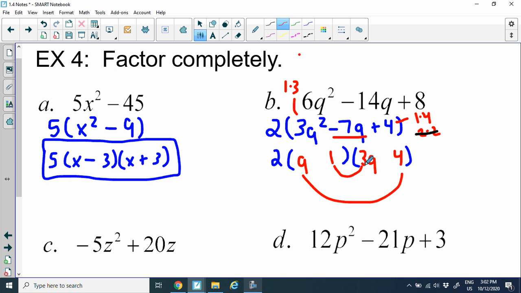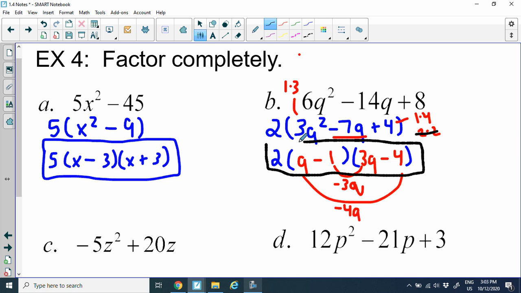So we do 1 times 3q, that gives us 3q. We do q times 4, that gives us 4q. So we have 3q and 4q. And we add or subtract. Would that add up or subtract to negative 7? Yes. They both need to be negative. So we have q minus 1 and 3q minus 4. So our final factorization here is going to be 2 times q minus 1 times 3q minus 4.